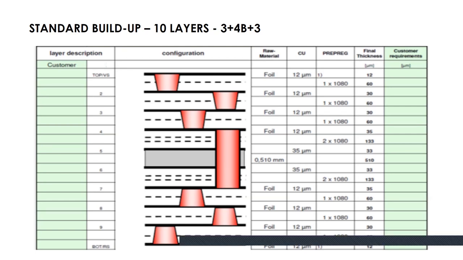And the number one of these prepregs. So these are all high resin content prepregs, 1080. See, one ply. Between the micro vias, you can use one ply. But whenever this type of structure is there, it is better to have two plies. Normally, preferably, you should have two plies.